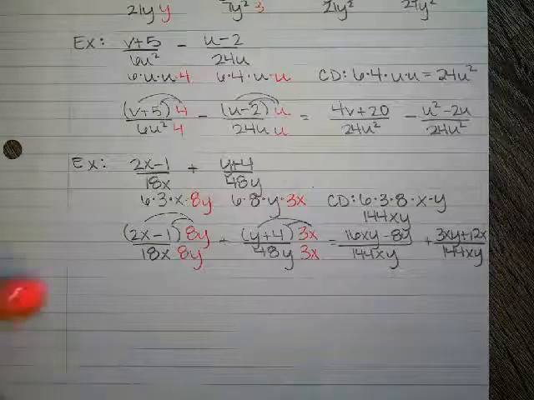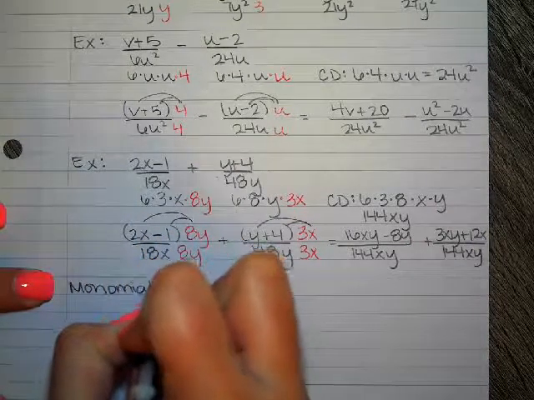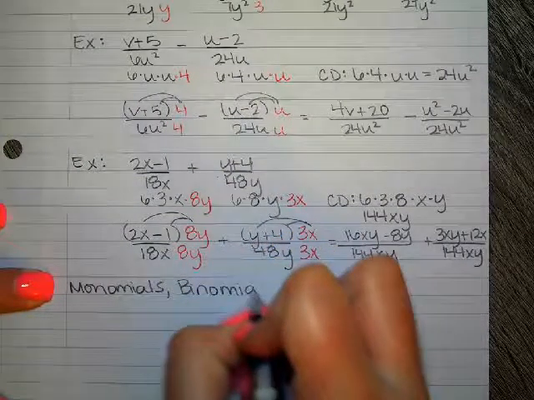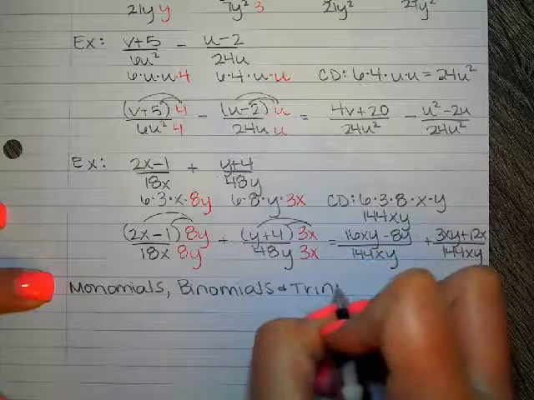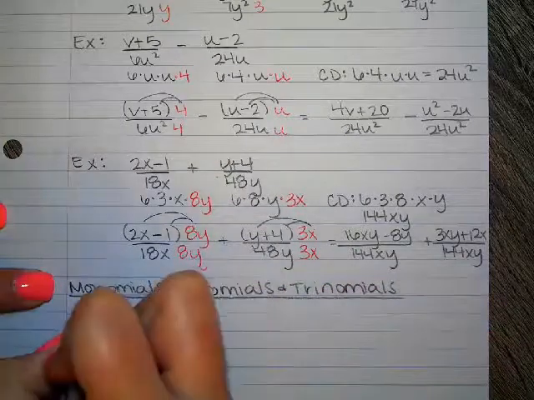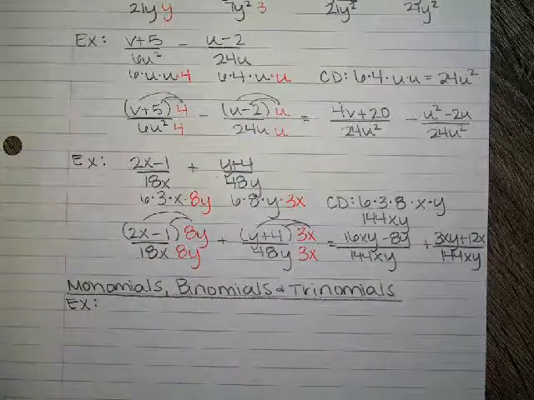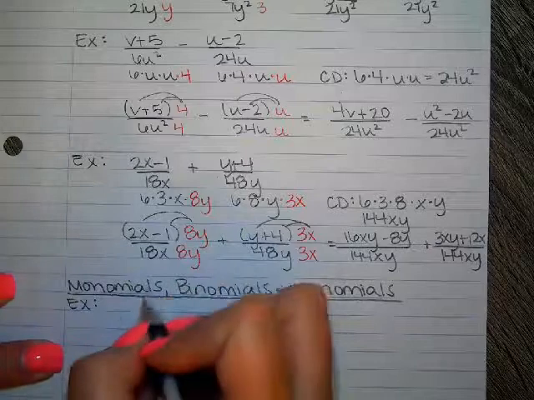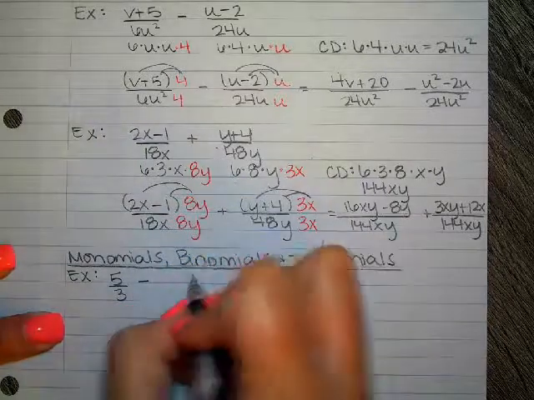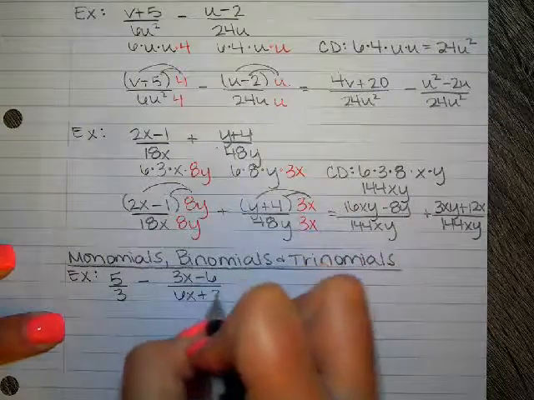Okay, for the next we have monomials, binomials, and trinomials, so everything. So you'll notice it's a little bit similar, but also a little bit different. So here is the first example for this one. We're going to have 5 over 3, so this denominator is a monomial. And then we have 3x minus 6 over 6x plus 3. So the second denominator is a binomial.